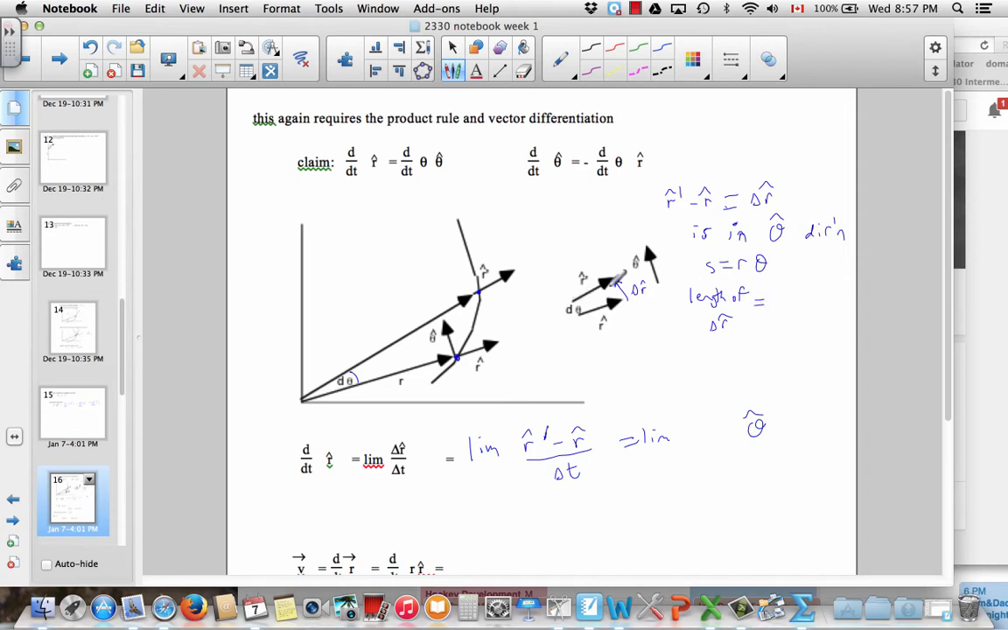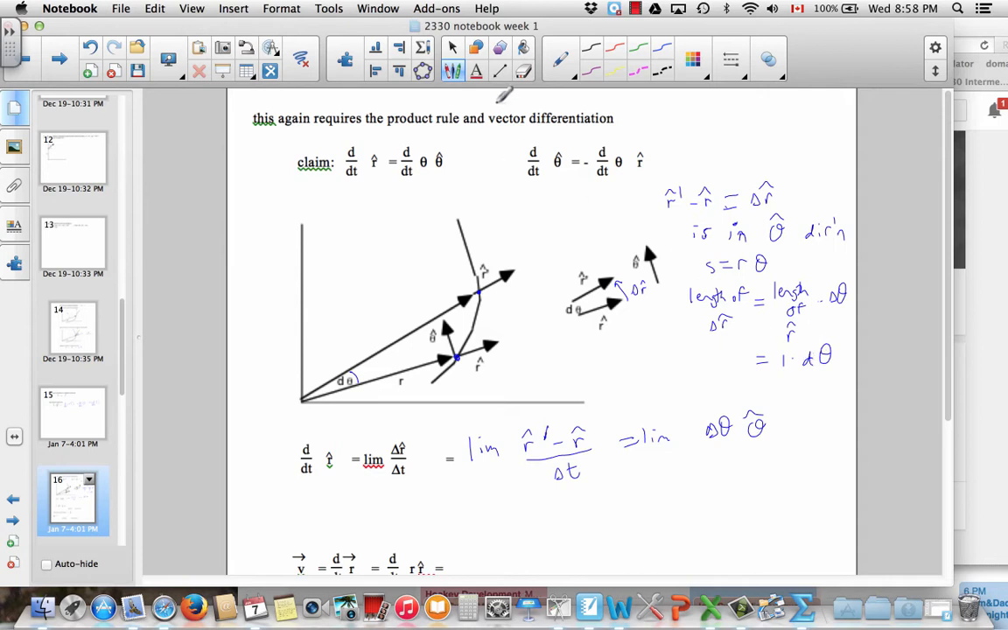The radius is just this length here. That's going to be the length of our r hat vector times the angle, which is the tiny little delta theta between those two. Now, the length of r hat is just 1 because it's a unit vector. So the length of delta r hat is delta theta, and we know it's in the theta hat direction.